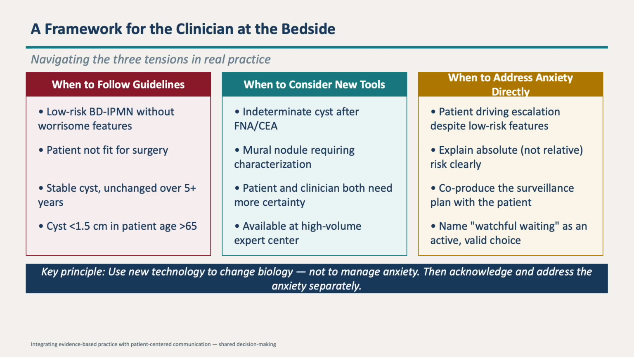Explain absolute, not relative risk clearly. Co-produce the surveillance plan with the patient. If you unilaterally impose it on them, they may not appreciate it. Name watchful waiting as an active, valid choice, as opposed to saying, well, let's see what happens next time. That creates tremendous anxiety. Key principle: use new technology to change biology, not to manage anxiety. Then acknowledge and address anxiety separately.